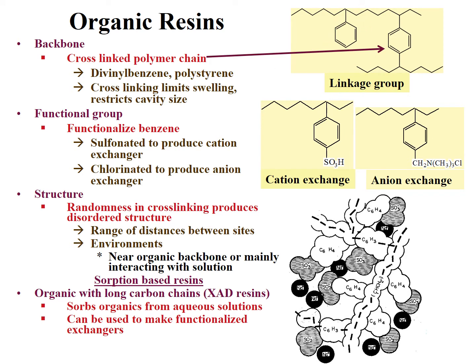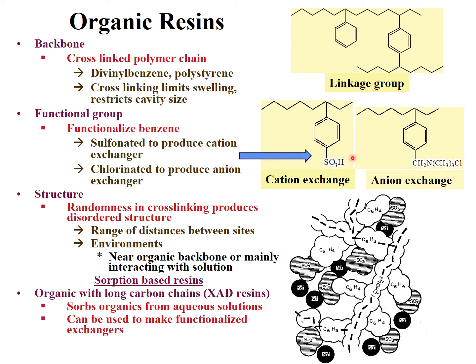They can restrict the cavity size of your resin material, changing some of the properties and flow of solutions through these polymers in an ion exchange column. You can also functionalize groups. As an example here, there are two primary functional groups, both cation and anion exchangers, shown here.